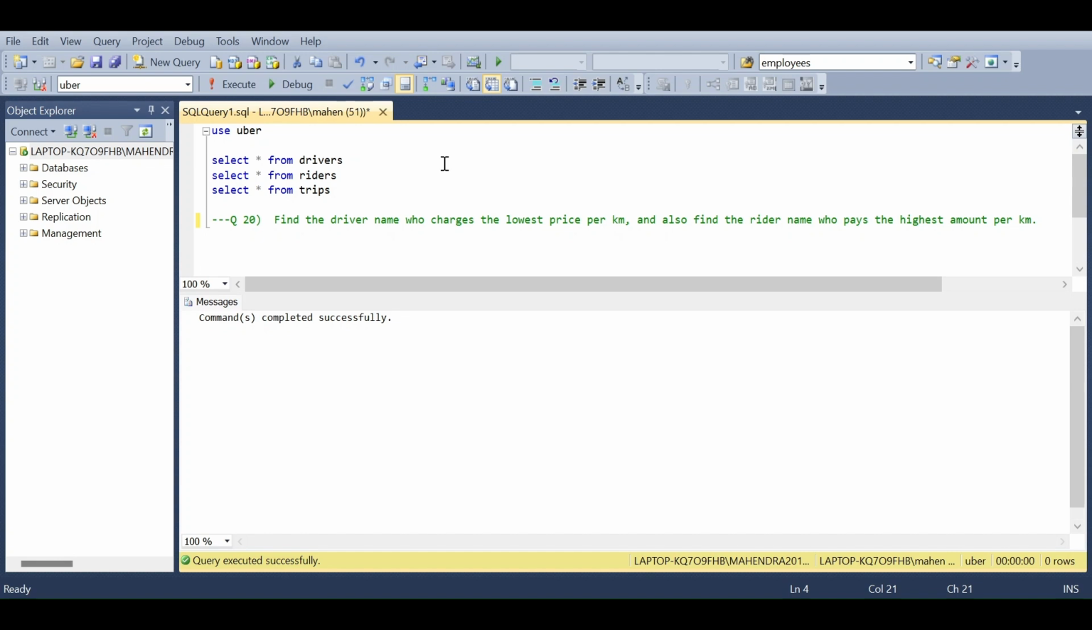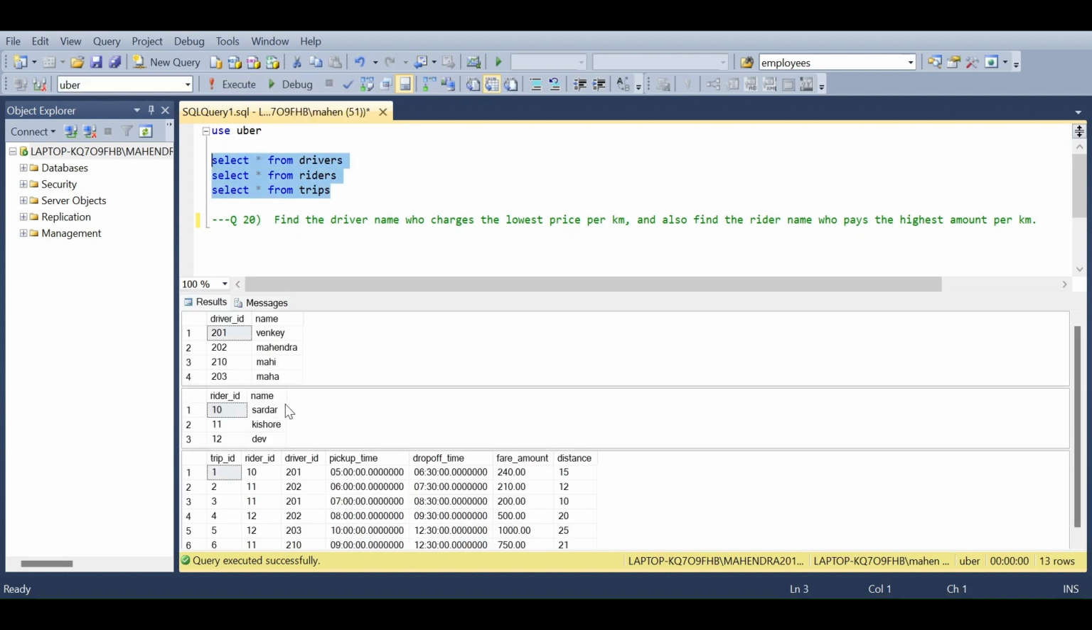We have the drivers table, riders table and trips table. I have already created these three tables and inserted data into them, and I have mentioned those statements in the description box. Now, if I execute these three queries, you can see we have driver information, rider information, and trip information.